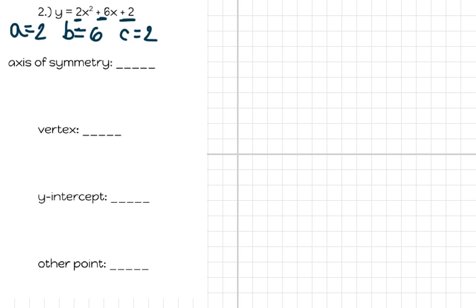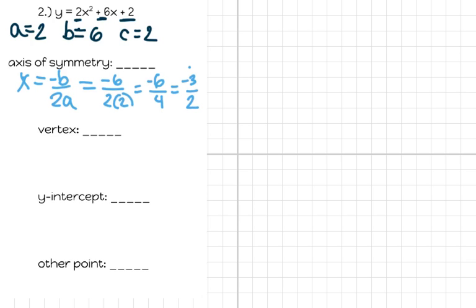My axis of symmetry is, again, the equation x equals negative b over 2a. So it would be negative 6 over 2 times 2, which is negative 6 over 4, or negative 3 halves. You can leave it as a proper fraction, you can make it a mixed number, or you can also make it a decimal. I'm going to leave it as negative 3 halves for now to find the vertex, but I'm just going to put the equation as x equals negative 1.5. To find the vertex, though, I am actually going to use the negative 3/2.